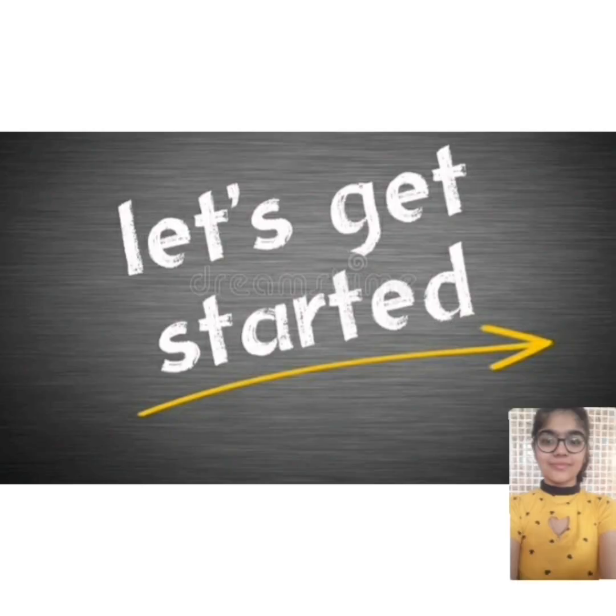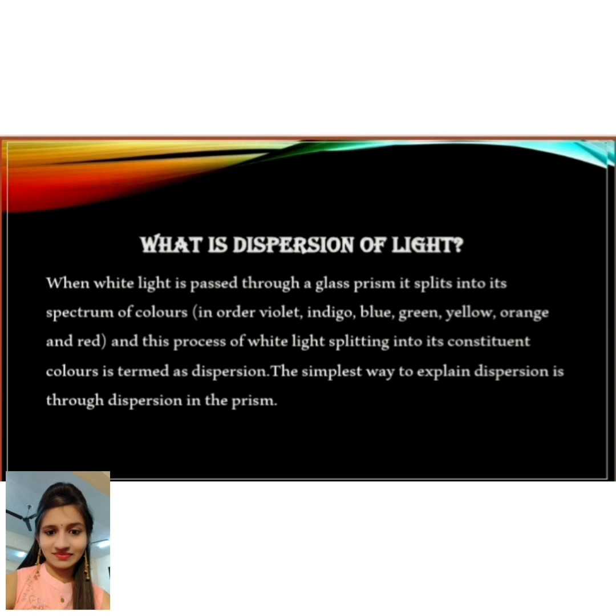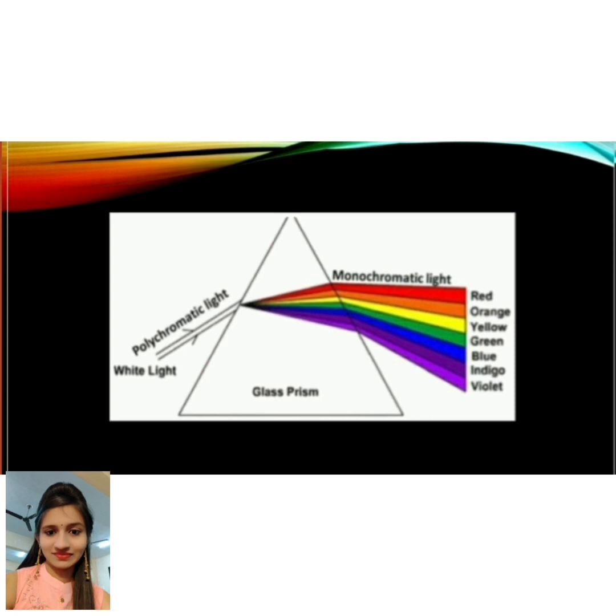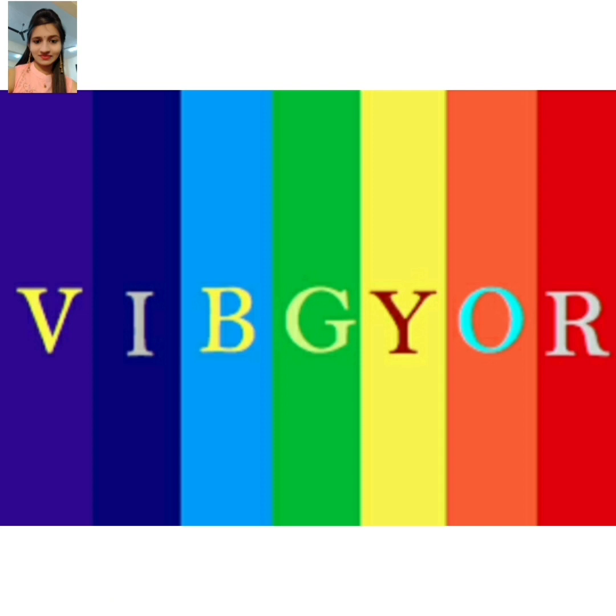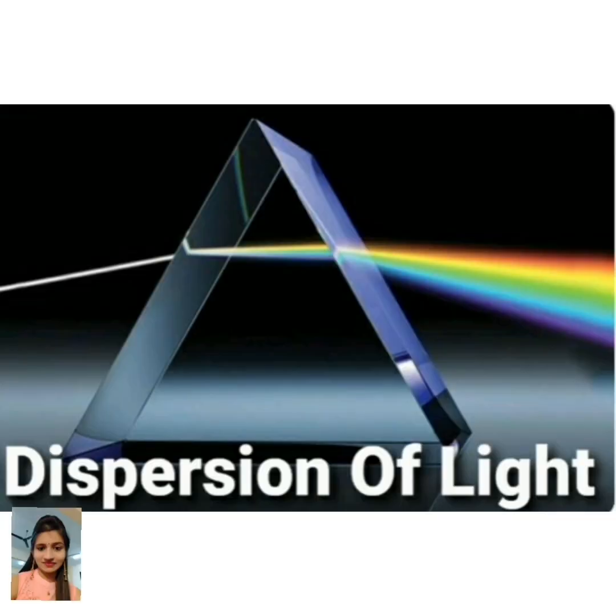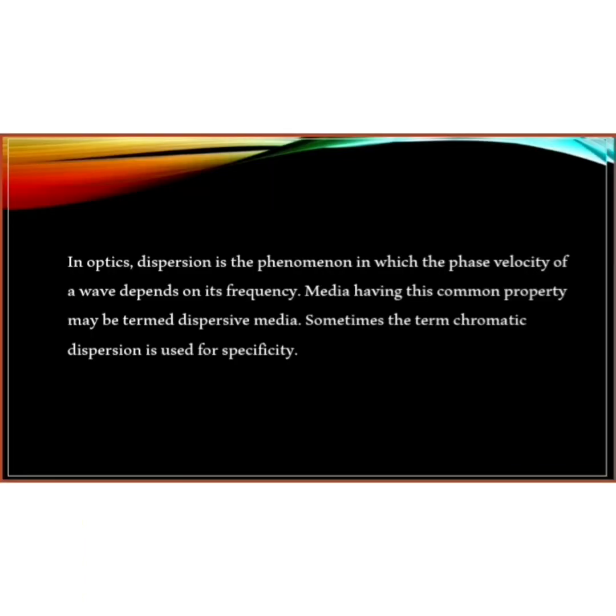So let's get started. What is dispersion of light? When white light is passed through a glass prism, it splits into its spectrum of colors in order: violet, indigo, blue, green, yellow, orange and red. This process of white light splitting into its constituent colors is termed as dispersion. The simplest way to explain dispersion is through dispersion in the prism.